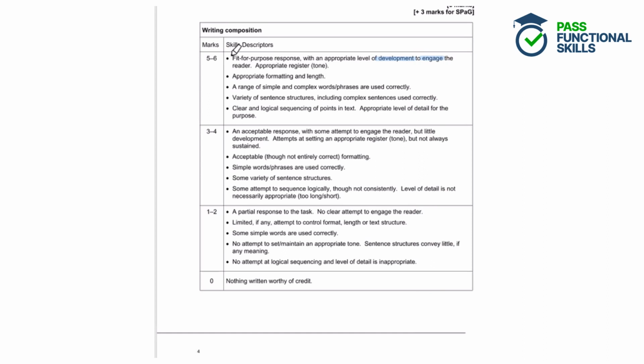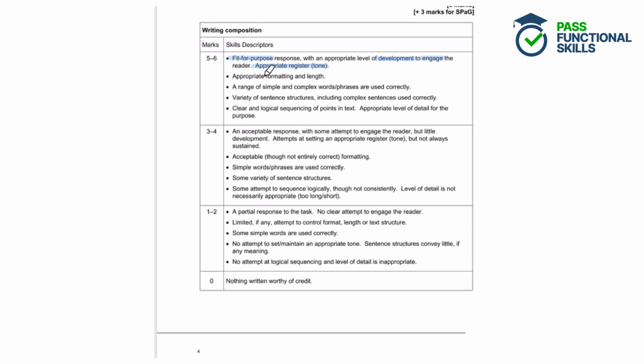It has to be fit for purpose, so you have to consider the purpose that you've been asked to write for and adapt your response to the question. You also need to use an appropriate register or tone, so you need to adapt what you're writing to the audience. If you're writing for a professional audience, you'll want to use a formal tone and register, and if you're writing for, say, a friend, you would want to use an informal tone and register.